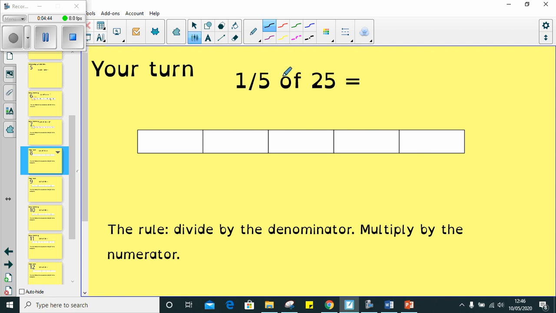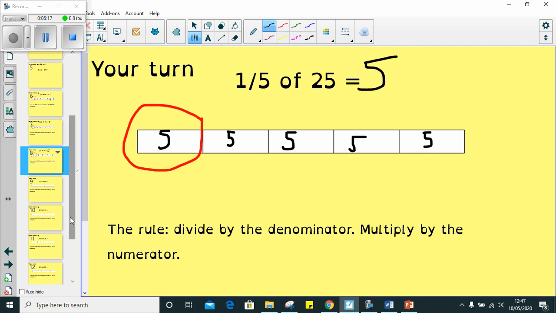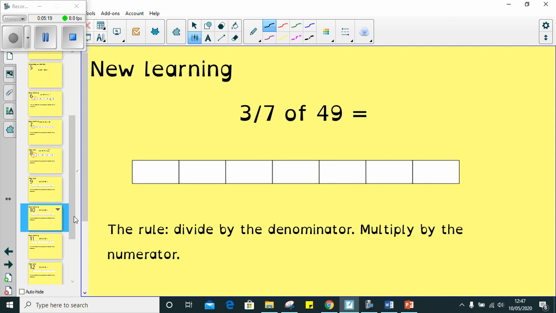Right, so I know that 25 divided by 5, 10, 15, 20, 25 is equal to 5. So I would put 5 in each one of my boxes. 5, 5. And again, I only want 1/5 of 25. So I'd circle one box and I can see that my answer is 5. Let's move on to something a little bit more complicated now.